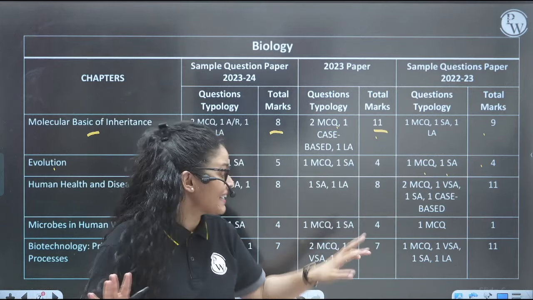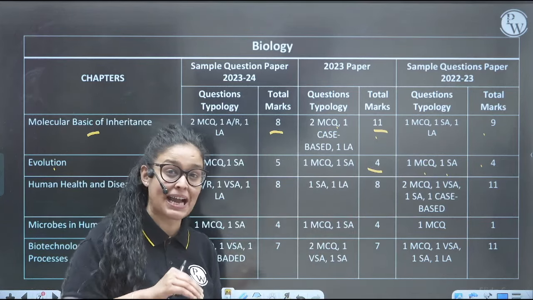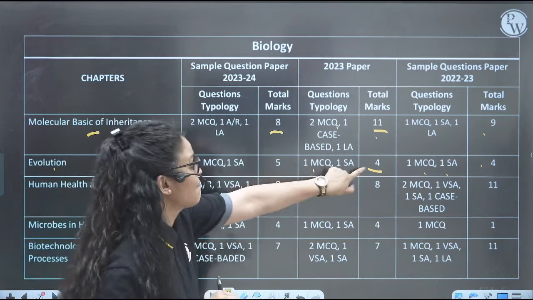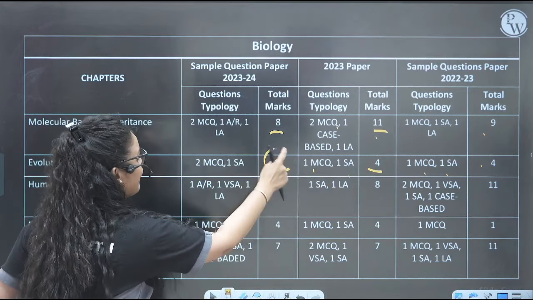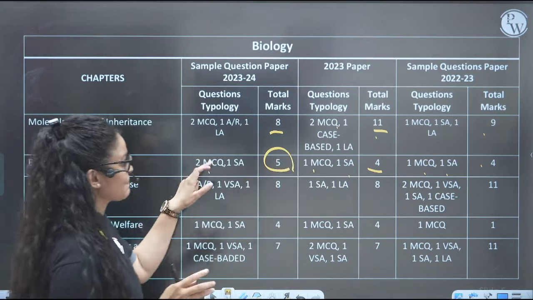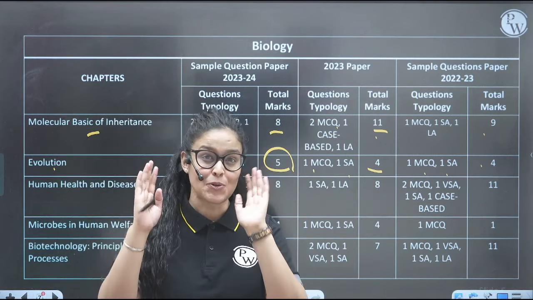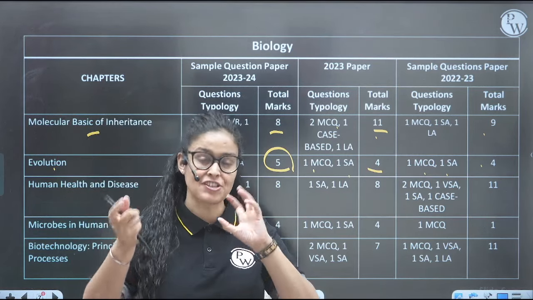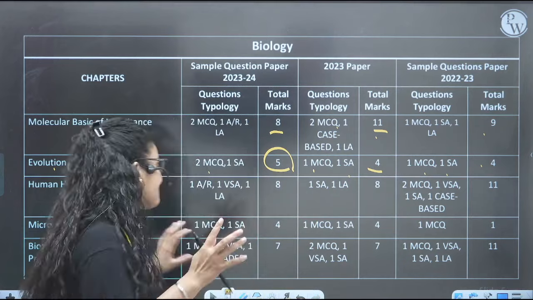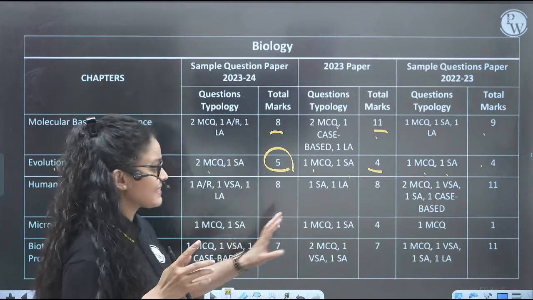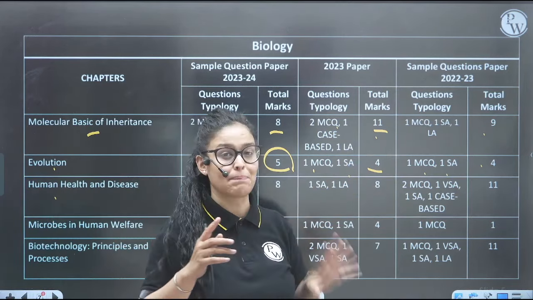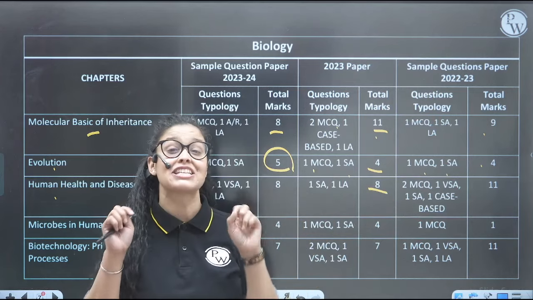In the actual exam, they asked 4 questions from this chapter itself, in the same pattern, right? And again, this time they have asked 5 questions from this chapter, 2 MCQ, 1 short answer. So you can expect at least 5-6 questions from this chapter itself, right? Now, human health and disease: 11 questions in the sample papers, and the actual exam has 8 questions.